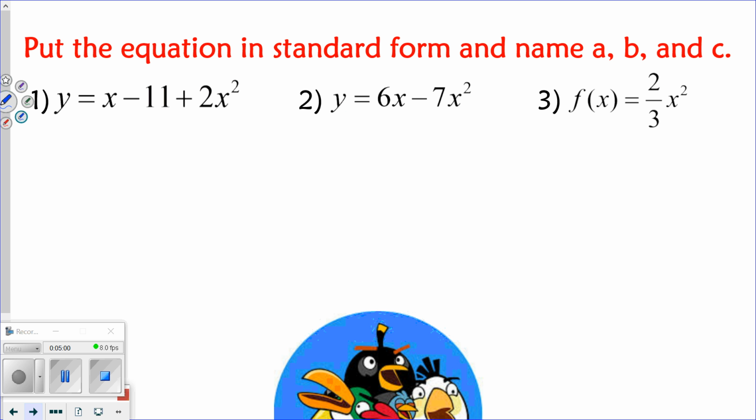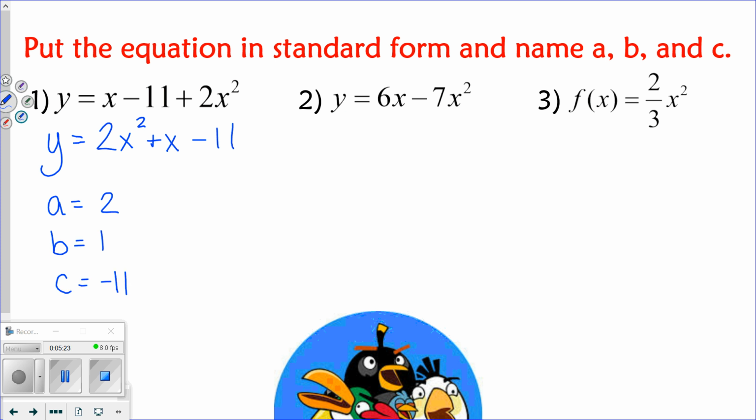All right, so let's start real basic here. Put the equation in standard form and name A, B, and C. So, easy enough. The first one should be y equals, what should be first? Then? Good. What's your A value? Your B? And your C? Beautiful.